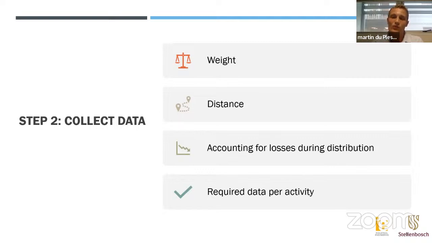The second thing is we need actual distances. And if you can't find the actual distance that a vehicle traveled, we suggest distances based on certain algorithms and tables and so forth.